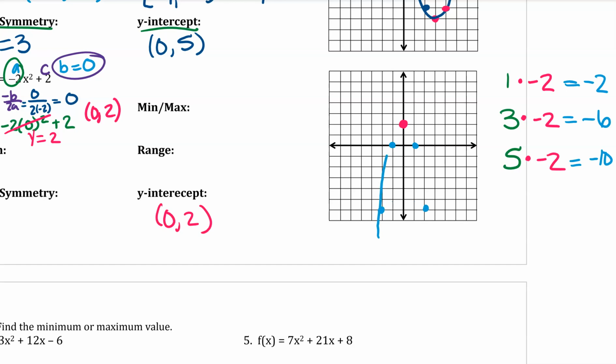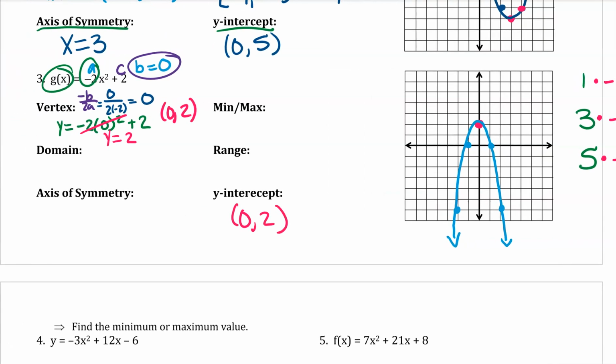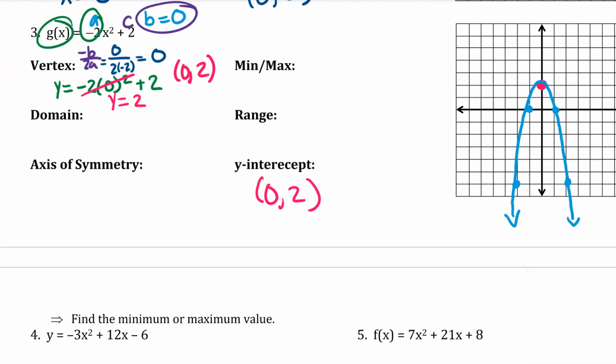Okay, see how that kind of stretched it and it made it kind of skinny? That's what it means with that stretch and compress. So this one's kind of stretched out a little bit. Alrighty.